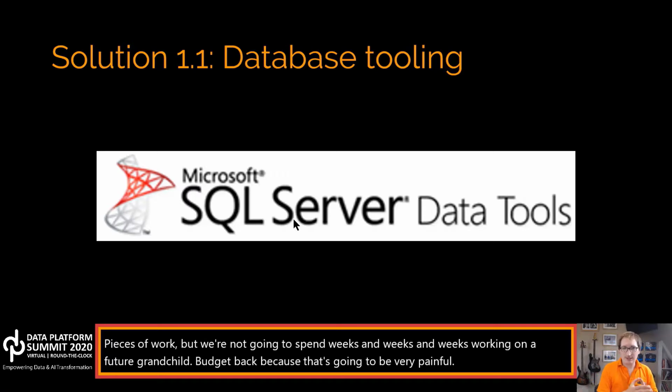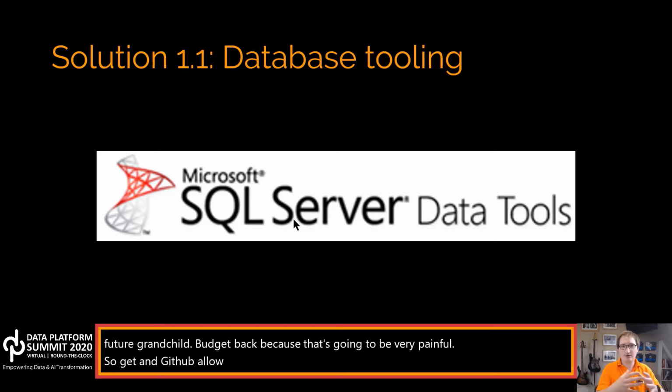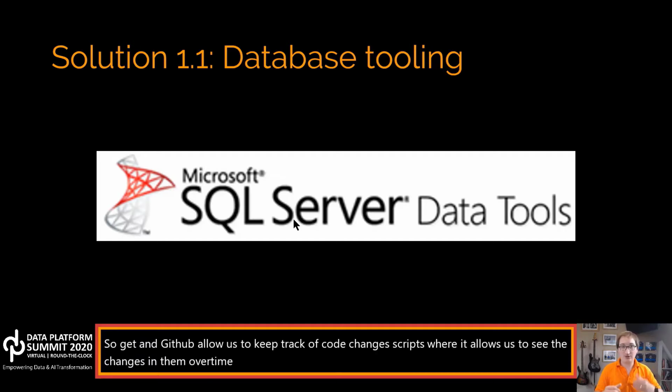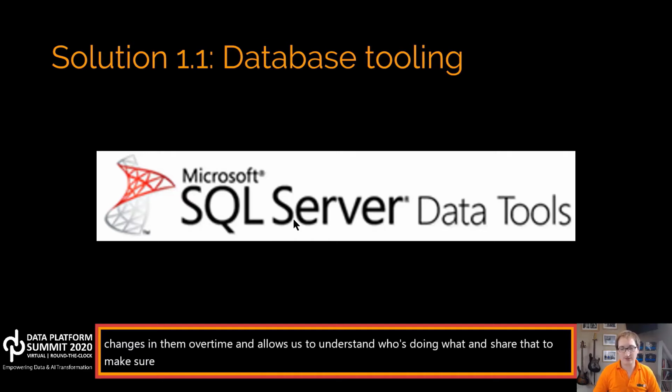So Git and GitHub allow us to keep track of code changes and scripts. It allows us to see the changes in them over time, understand who's doing what and when, share that, and make sure we've always got the latest version and can deploy the right version.